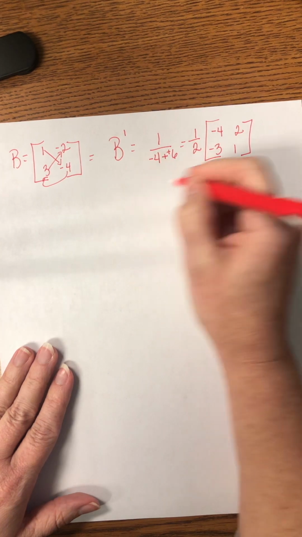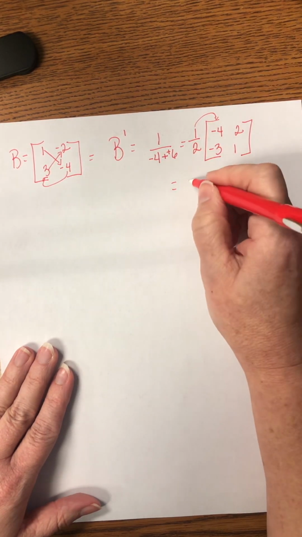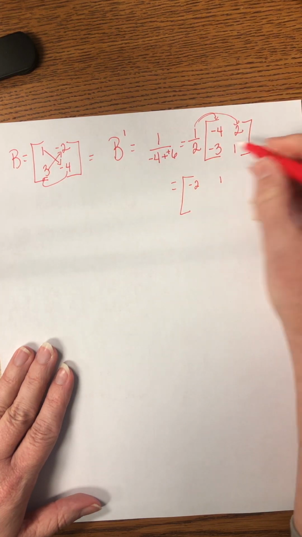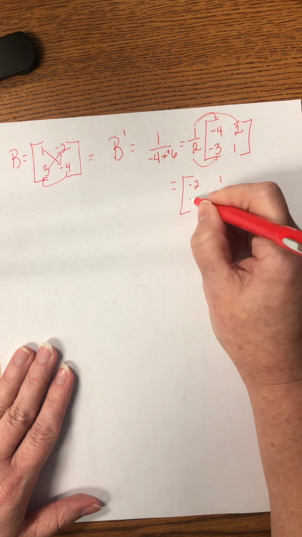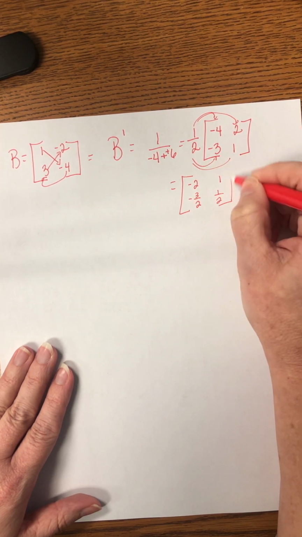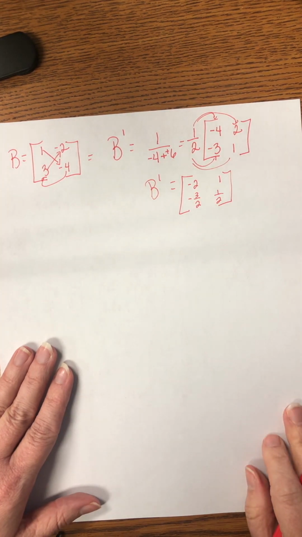Now we're going to use 1/2 as a scalar. 1/2 times -4 is -2. 1/2 times 2 is 1. 1/2 times -3 is -3/2. And 1/2 times 1 is 1/2. So the inverse matrix is -2 and 1, -3/2, and 1/2.